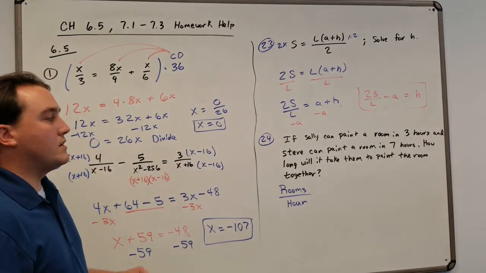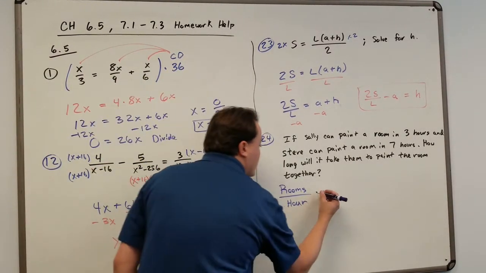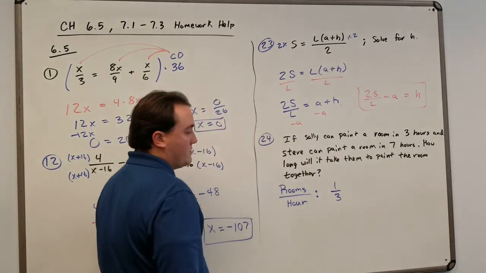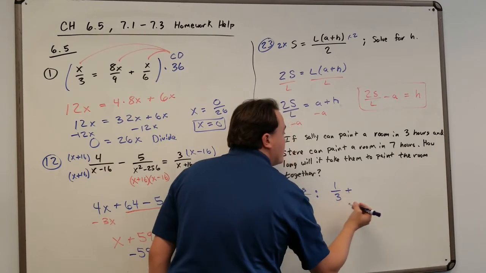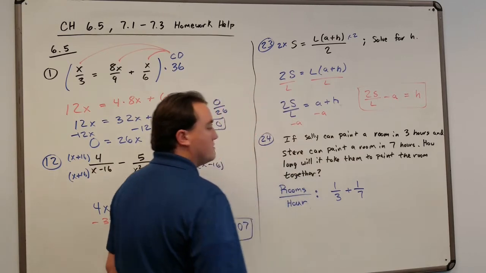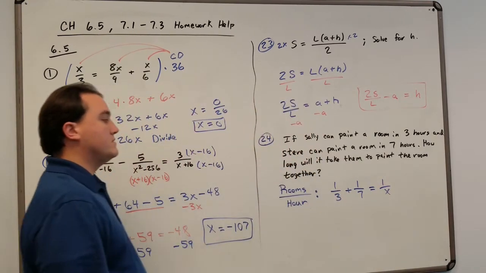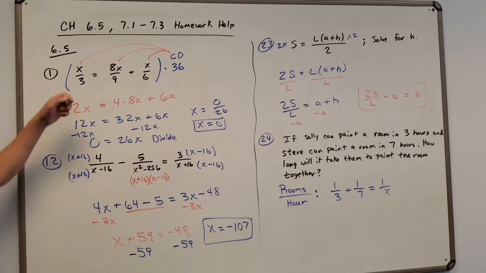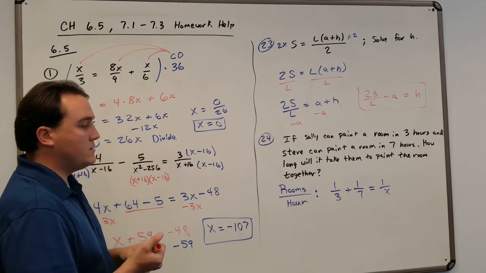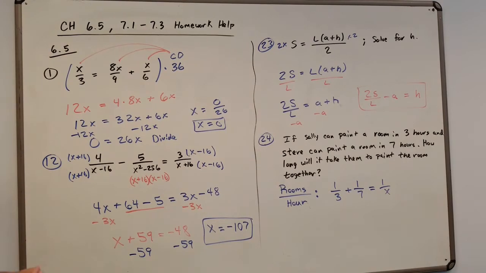Okay? And we make each piece. We have Sally, how many rooms can she do in 1 hour? Or, you know, she can do 1 room in 3 hours, right? Plus, Steve can do 1 room in 7 hours. Equals, well, how long will it take them to do that together? There's our equation. We're going to solve it the same way we did here, but our common denominator, we're going to build the same way we did in number 12 here, okay?